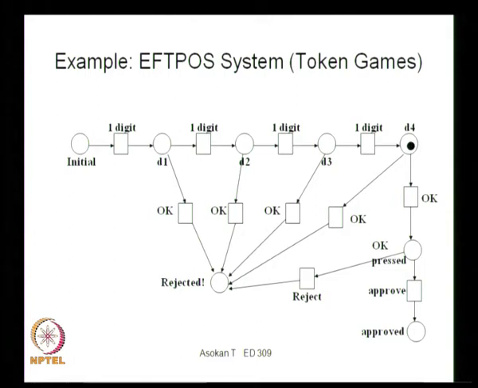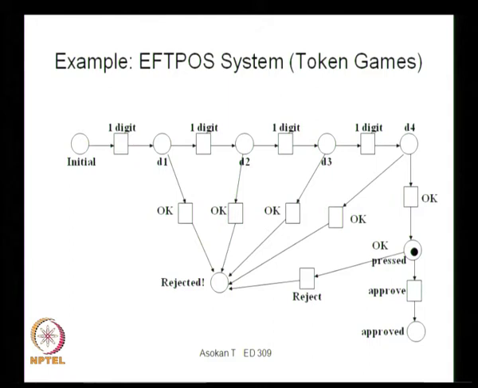So you have already given 4 digits and then press OK, it comes to that stage of token. So here you can have an option to reject the transaction or you can approve the transaction. After entering all the 4 digits, if you want to reject, then you can give this reject transition that is shown here, otherwise you can give the approve.